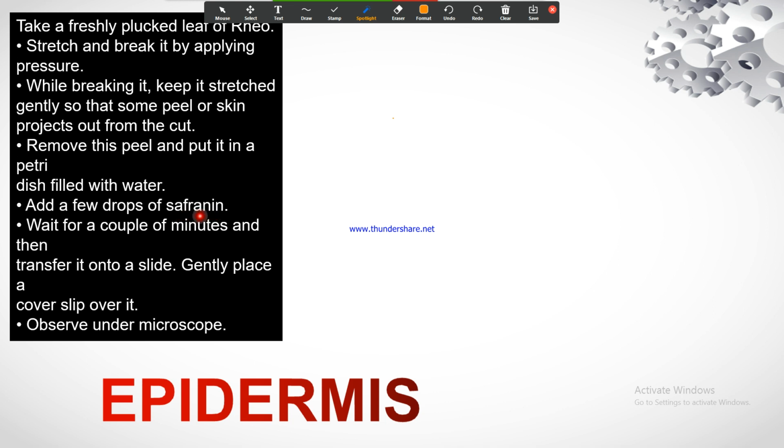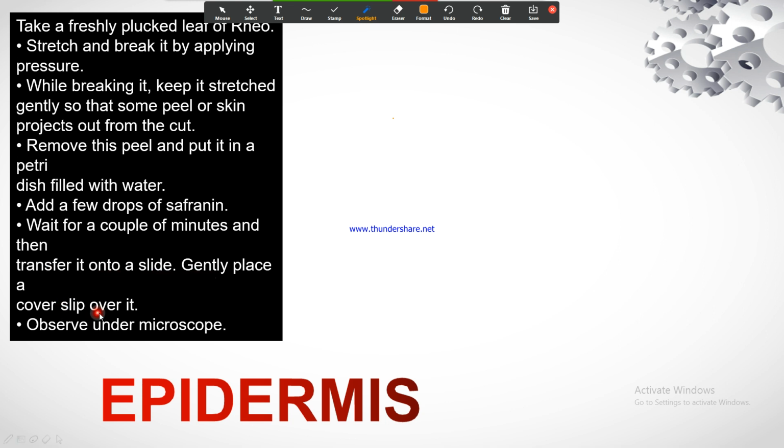Exactly, it is a stain, a coloring substance. When you add the safranin to that water, cell organelles present in the peel can absorb this safranin. And safranin color, have you remembered? We already discussed it. Right, it will be a reddish orange color. Wait for a couple of minutes and then transfer it onto a slide.